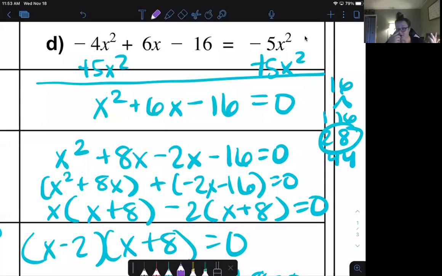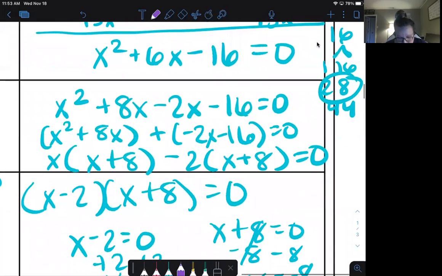All right, let's compare our work. So the first thing I did was added 5x squared to both sides, and something nice happened. -4x squared plus 5x squared is 1x squared. Super easy to factor. So I got x squared plus 6x minus 16 equals 0.